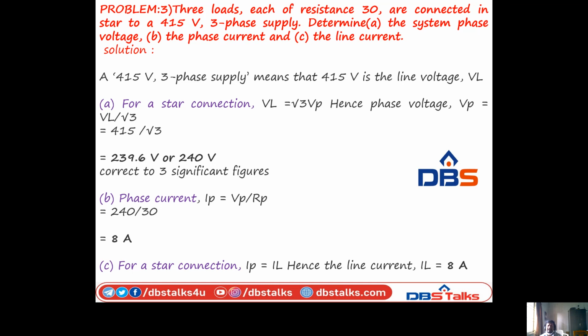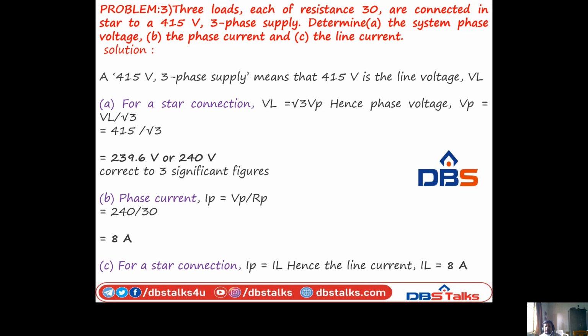As we know, in a star connection, line voltage is equal to root 3 times phase voltage. We know the line voltage is 415. Therefore, phase voltage V phase is equal to VL by root 3, that is 415 by root 3, equal to 239.6 volts or 240 volts.